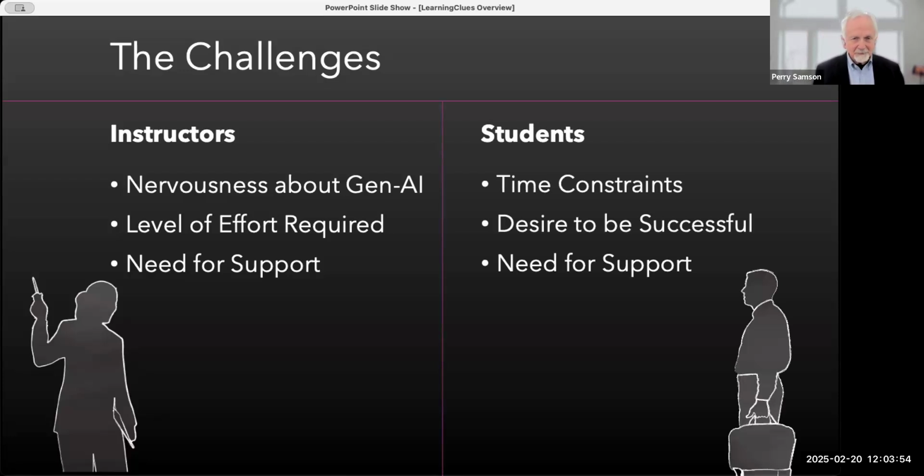Likewise, students more and more have jobs. Some large percentage of students, regardless of what institution you're at, are working, and sometimes working multiple jobs. They want to be successful, but they have limited time to study. They need support, but we're not always going to be available.